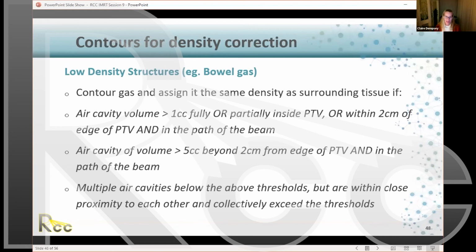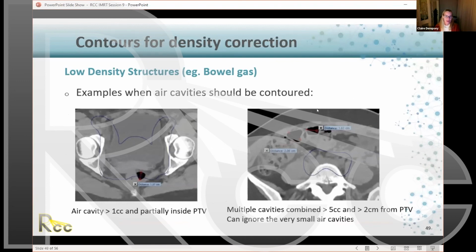We also contour gas if the air cavity is greater than 5 cc and it sits more than 2 centimeters from the edge of the PTV. And it's also within the path of the beam. If it's not in the path of the beam, it makes no difference. You can ignore it. We also contour gas if we have multiple air cavities that are below the thresholds that are listed above, the 1 or the 5, but are close enough to each other that when you add them together, they exceed the thresholds. So it's a little bit hard to get your head around, but I've got a couple of examples that might help explain that. So here's a couple of examples when we should contour the air cavities.